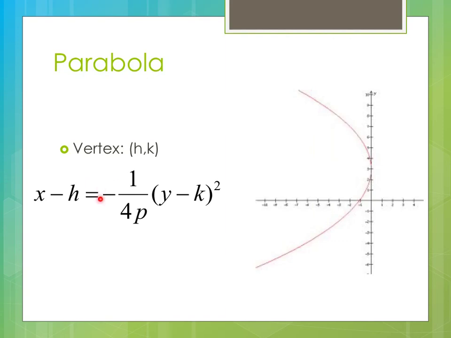Now we have our negative sign out in front because the graph is pointing towards the left. It's pointing towards our negative numbers. Our negative numbers are here on the x-axis. The graph is pointing to the negative numbers. Therefore, we need the negative sign out in front of the 1 over 4p.